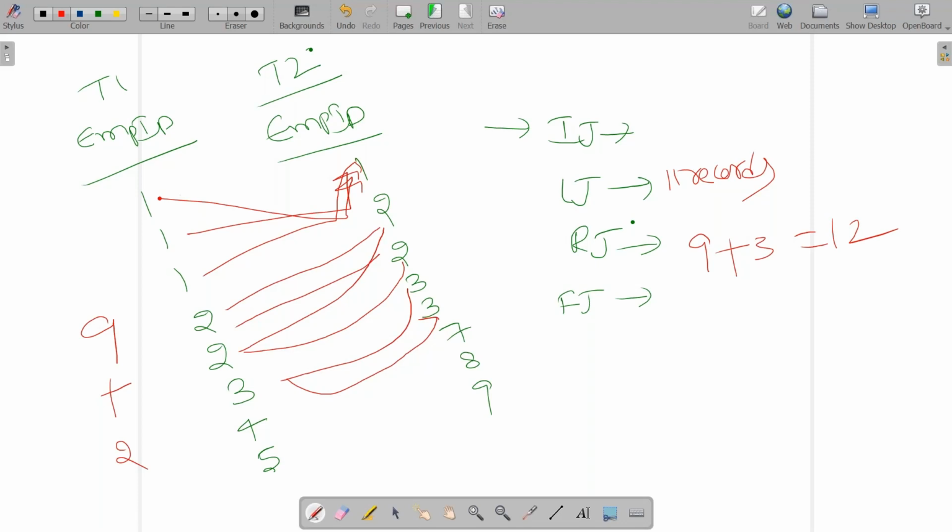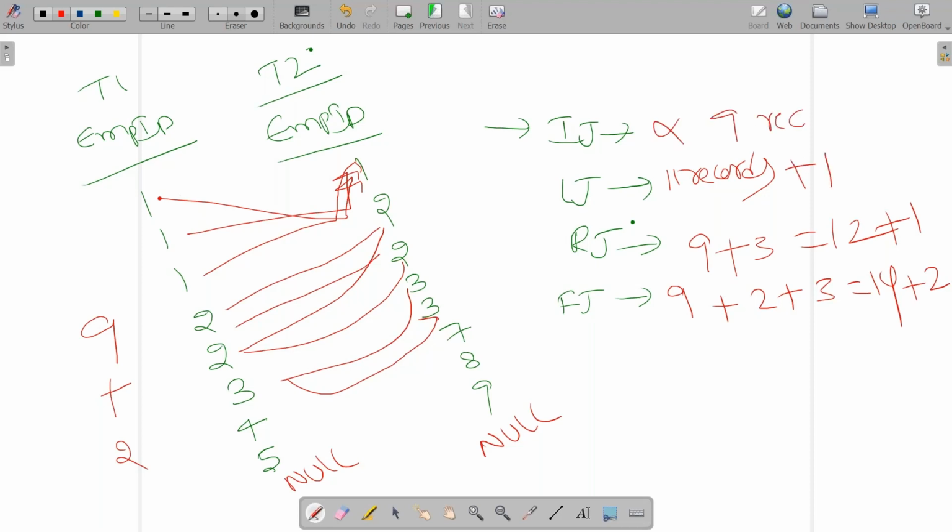Full outer join how much? All the matching and non-matching records: matching records 9. What is non-matching records from left table? 2. What is non-matching records from right table? 3. 14. So if we have null values here, what is going to happen? Your output is going to get 1 extra here, here 2 nulls extra, here also 1 extra. Inner join no extra, only 9 records.